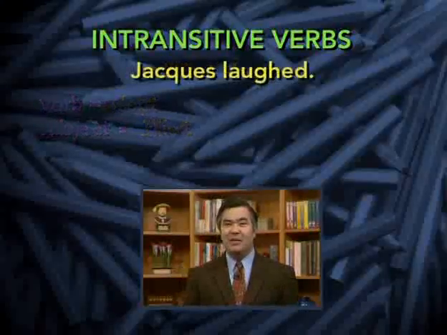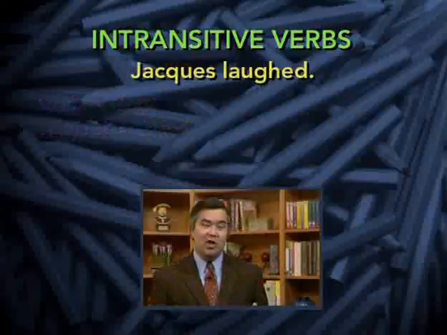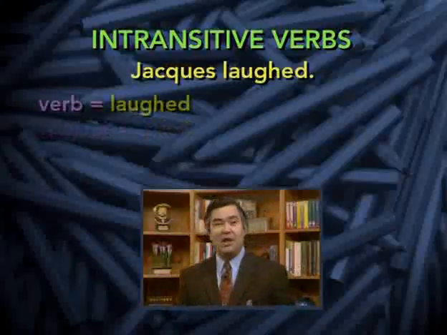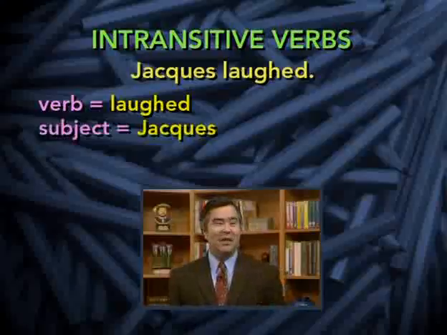Here's another example. Jacques laughed. Again, it's a very short sentence, but it is complete. It contains a subject and a verb. The verb is laughed. The subject is Jacques. Jacques is the one doing the laughing.